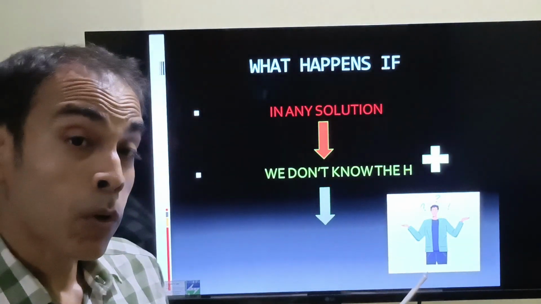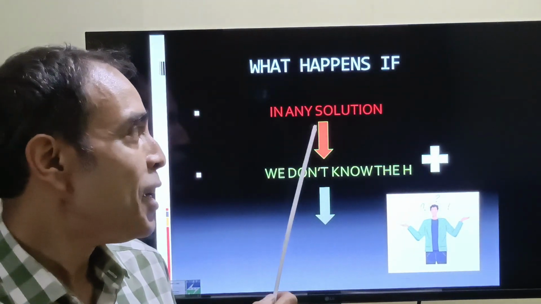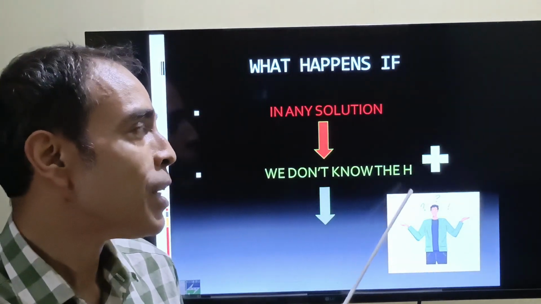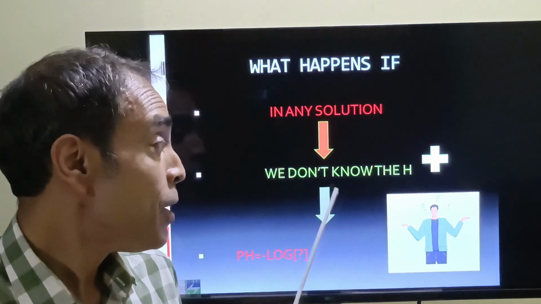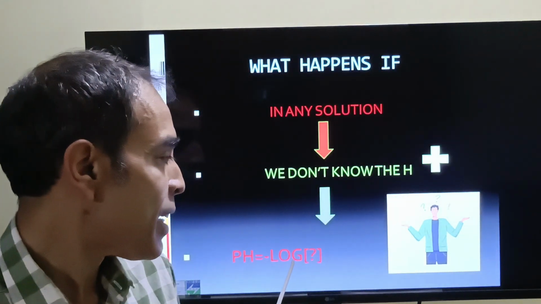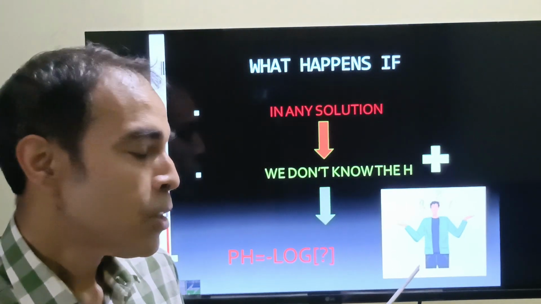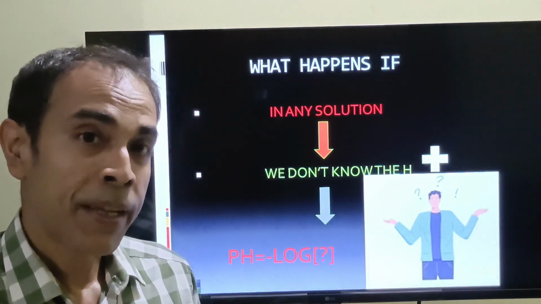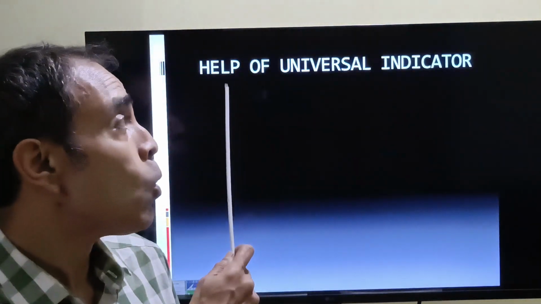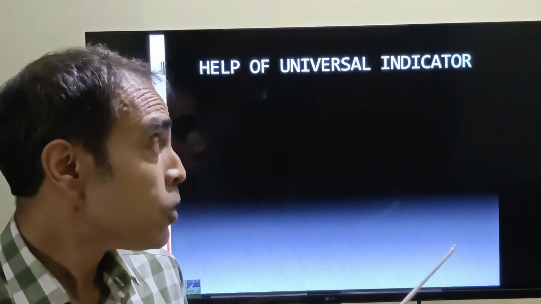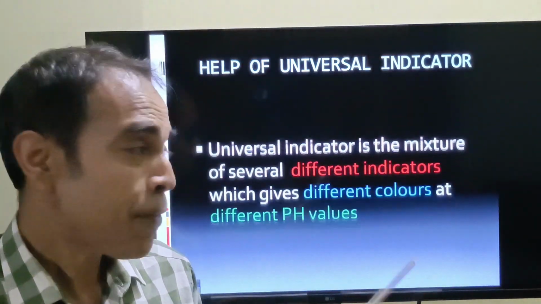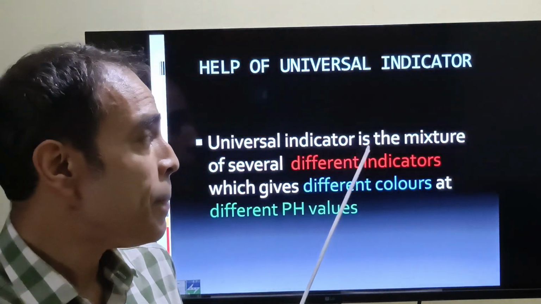But the question is, what happens if in any solution we don't know the hydrogen ion concentration? How do we determine the pH of the substance? Here comes the role of the universal indicator. We have to take the help of the universal indicator. So what are universal indicators? The definition: a universal indicator is a mixture.